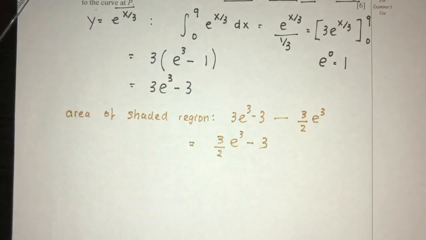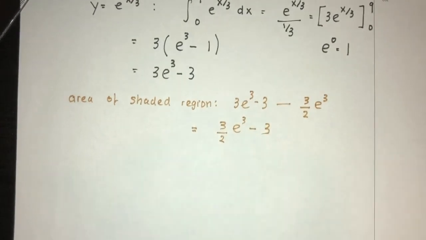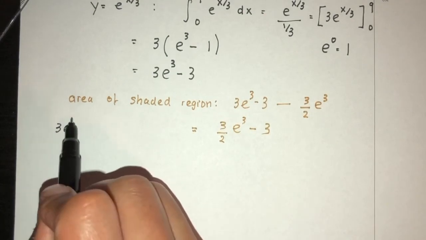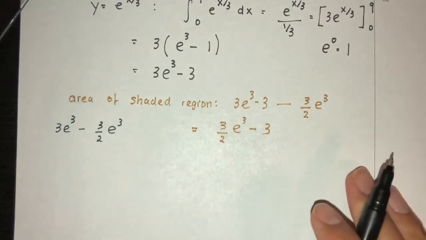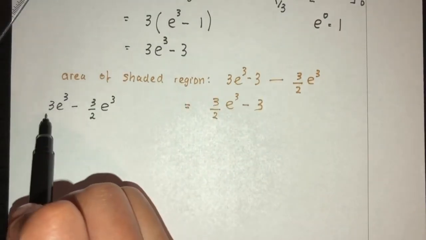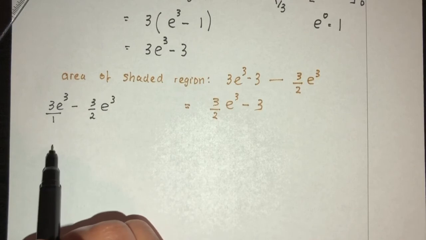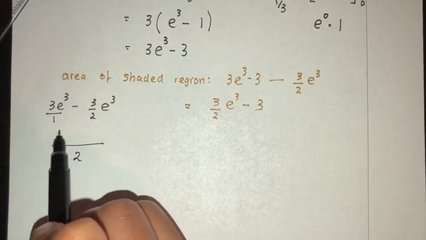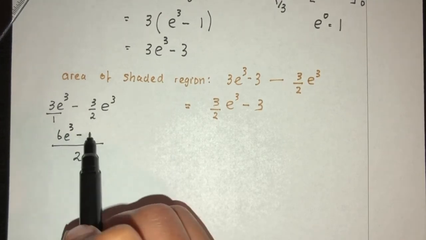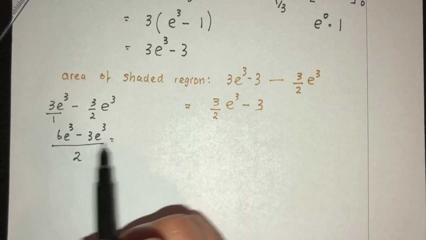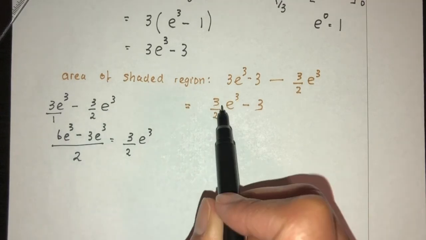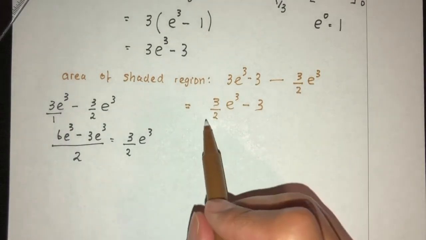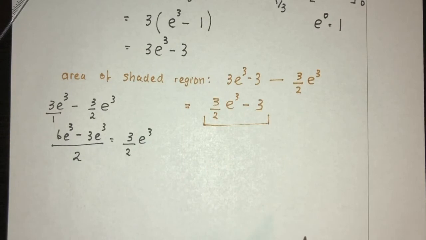Just to show you how I found this: basically this is 3e^3 minus 3 over 2 e^3. At first the denominators are different, so we have to make them both 2. Here we have 1, right? So make it 2. That will become 6e^3 minus 3e^3. So 6 minus 3 will leave 3 over 2. So this is where I got this value. This is your answer for the area of the shaded region, and that is your question number 11.